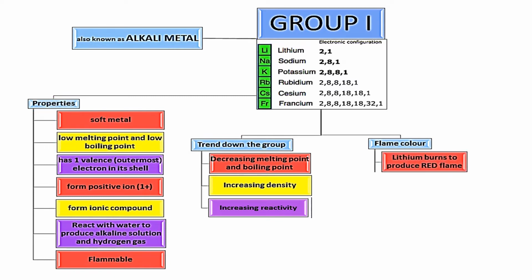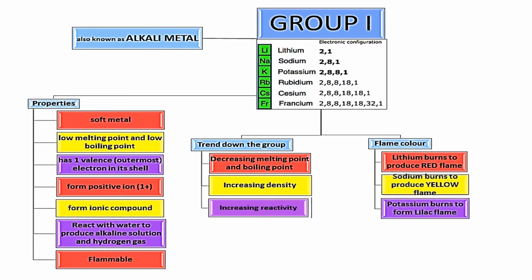Lithium burns to produce a red flame, whereas sodium burns to produce a yellow flame, and potassium burns to produce a lilac color flame.